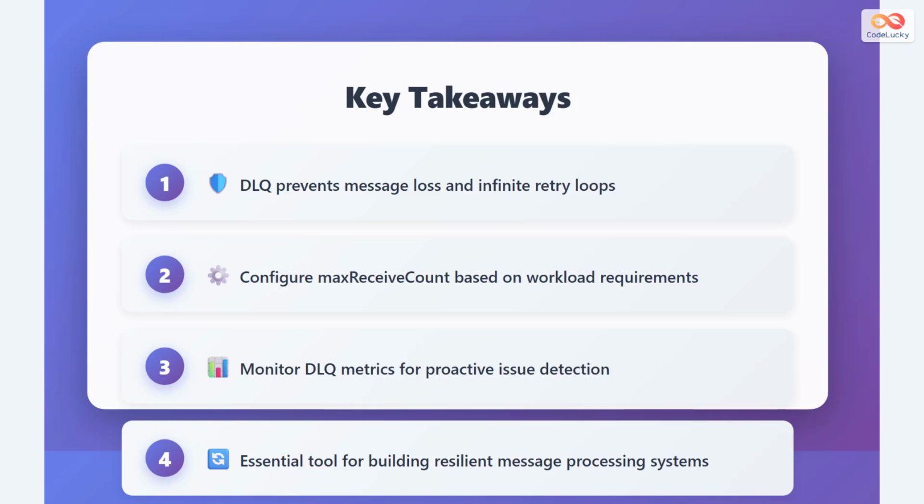Let's recap the key takeaways. First, dead letter queues prevent message loss and infinite retry loops, protecting your application from common failure scenarios. Second, configure maxReceiveCount thoughtfully based on your workload requirements and expected error patterns. Third, actively monitor DLQ metrics for proactive issue detection, rather than discovering problems after they've accumulated. Finally, dead letter queues are an essential tool for building resilient message processing systems in AWS. By implementing DLQs correctly, you ensure your applications can gracefully handle failures and maintain data integrity.